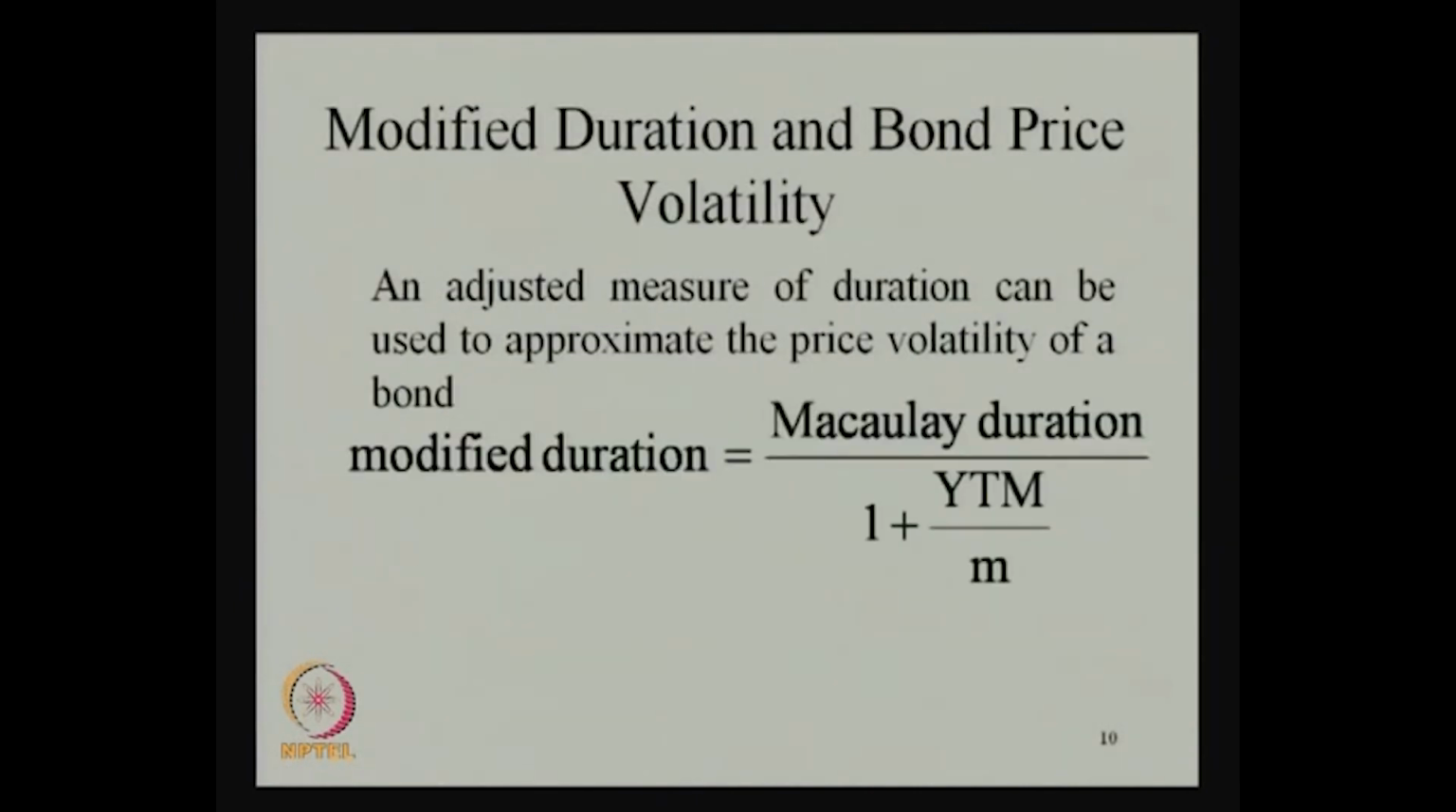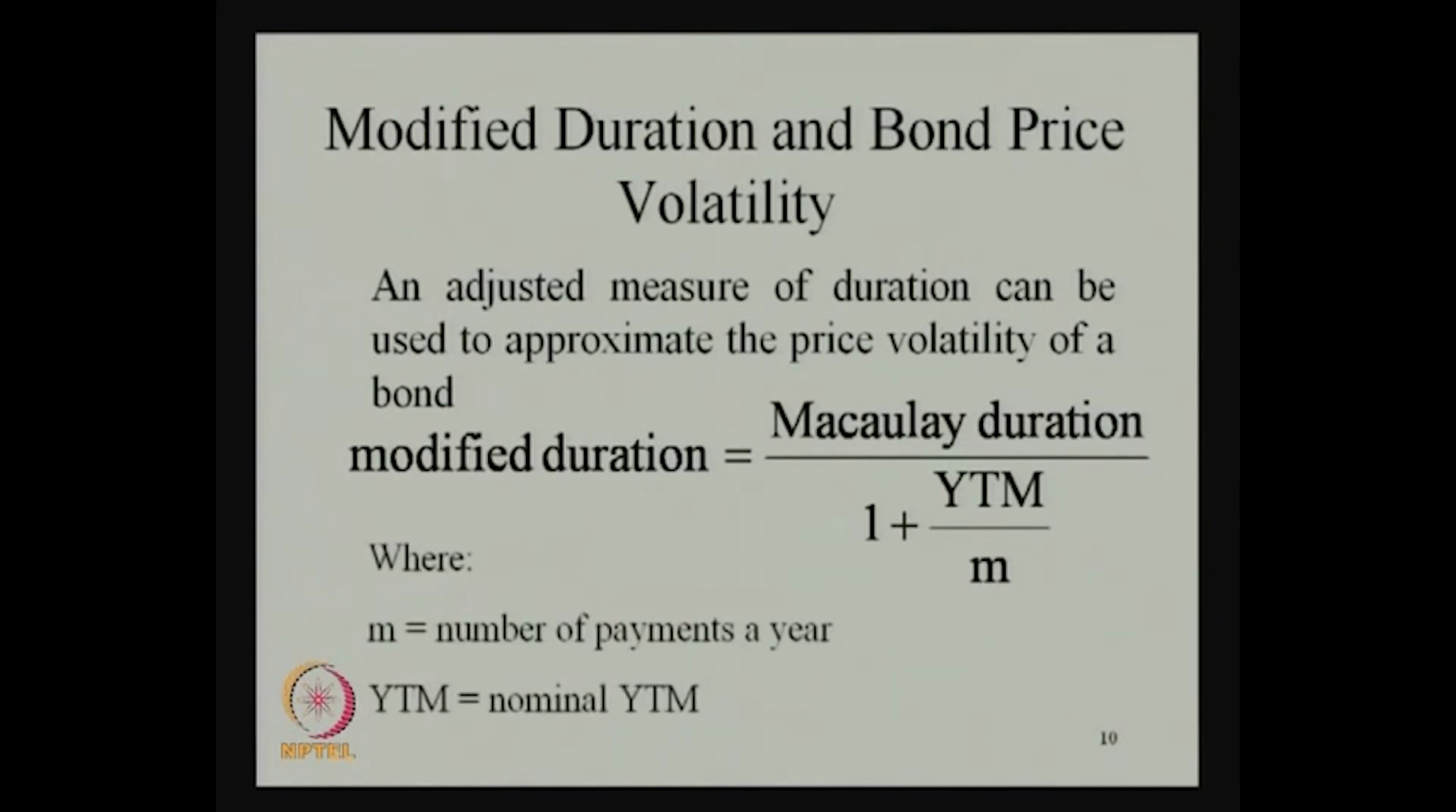In this context, there is another measure we always use in the financial market or the bond market, which we call the adjusted measure of duration, or the modified duration. The modified duration is basically measured as the Macaulay duration we have measured, divided by 1 plus the yield to maturity divided by the number of payments in a year.